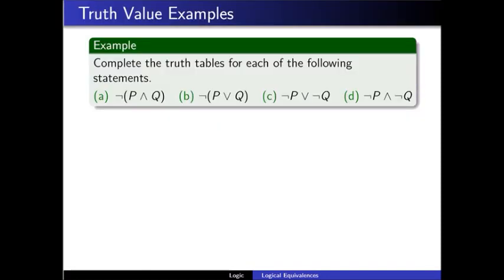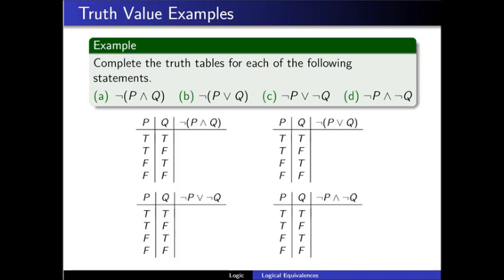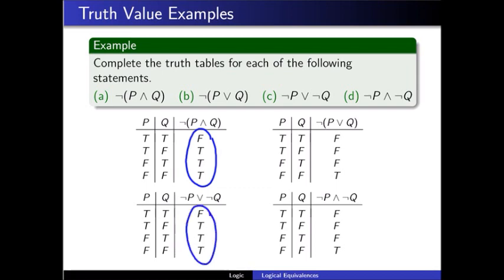Let's take a look at the following example and complete the truth value for each of these statements. If you want to, pause the video now and complete the truth tables for each of these statements on your own. It is fairly easy to complete the truth tables for each of these four examples, so I'll do it quickly here, and now we see the truth values for each one of these. What we want to notice is that for example A, the truth values are false, true, true, and true, and for example C, the truth values are exactly the same as that.